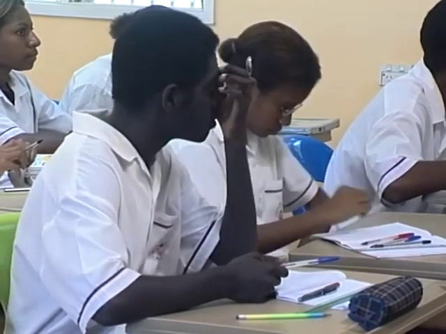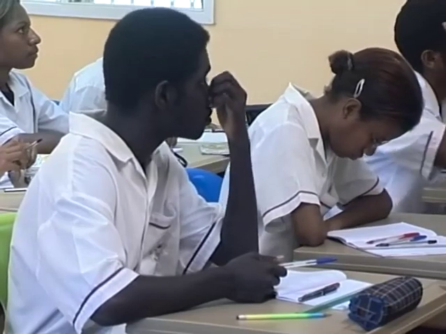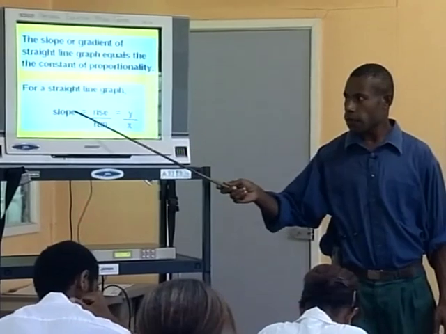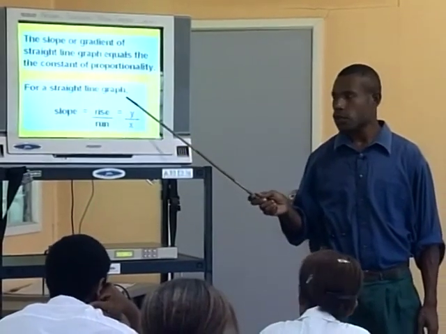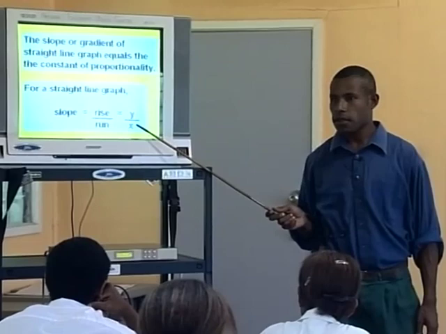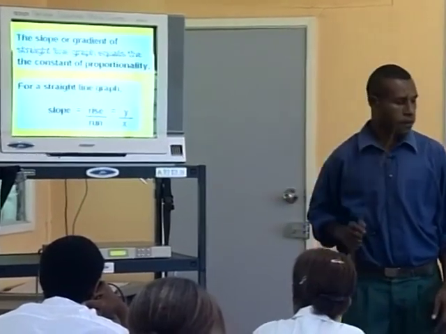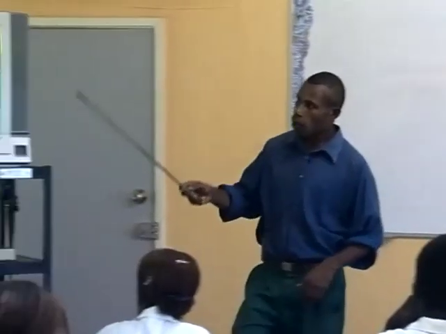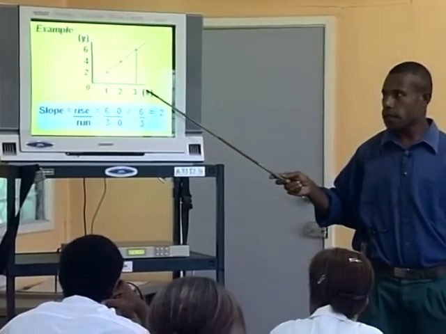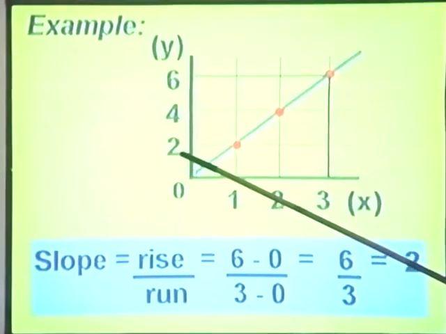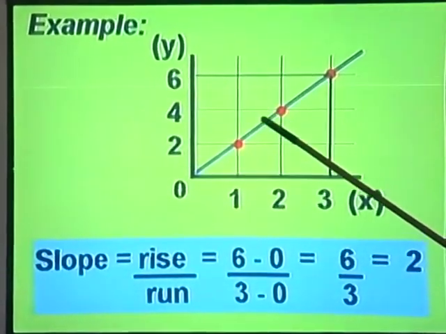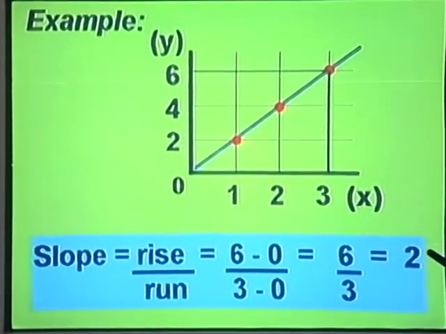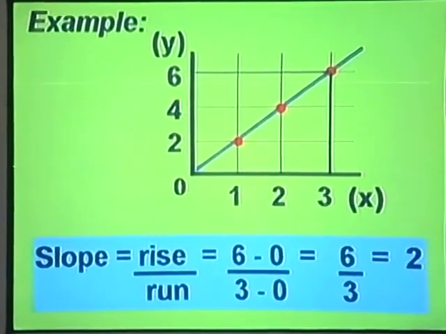Okay, the slope or gradient of the straight line graph equals the constant of proportionality. All right, for a straight line graph, you're given slope equals rise over the run, which equals y over x. Okay, again, that is the graph that you have copied earlier. Here we have the rise and also the run. In this case, the slope that you calculated was 2. Right? Simply, it is the constant of proportionality.